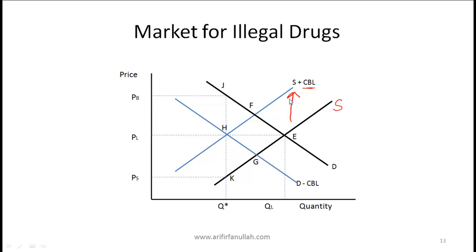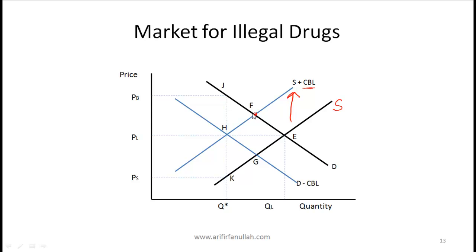So if there is purely this cost to suppliers, then the new equilibrium point will move from E to F, which is good because the government has successfully managed to reduce the quantity. But now the government wants to move further. What can they do? They can now also impose a very high penalty on the consumers. So if a high penalty is imposed on consumers, what will happen to the demand curve? The demand curve will shift to the left.